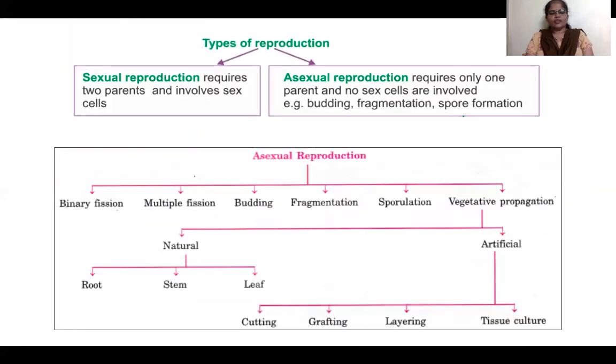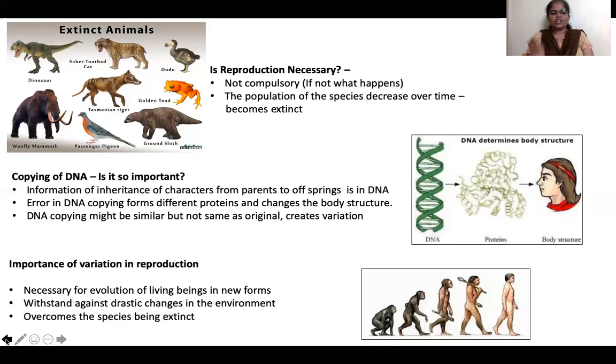Why is variation necessary? Because we need evolution. Different forms will develop. Variation is necessary for the evolution of living beings into new forms, for acclimatization to the new environment and drastic changes in the environment, and so that we don't become extinct. These are the three reasons why variation is necessary.